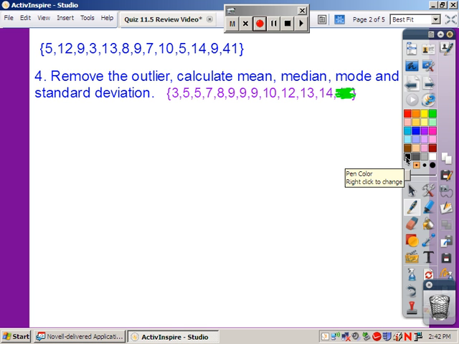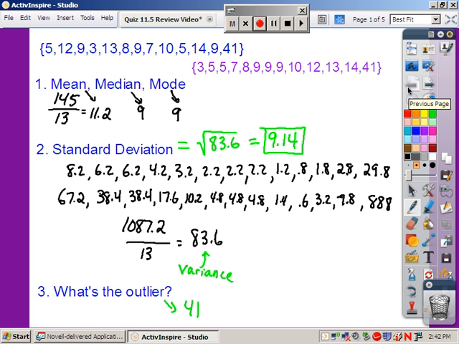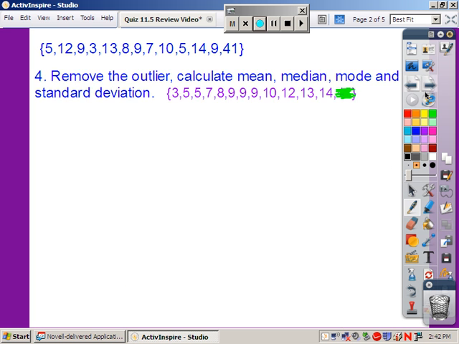So I need to add up all those things again. When I just did it a second ago, I got 145. So I'm just not including the 41. So I'm going to say that total comes out to 104. And then I'm going to divide it by 12. Which gives me an 8.7 for a mean.